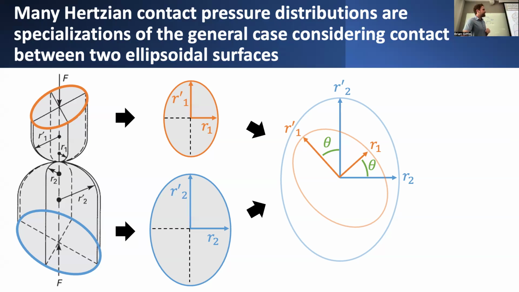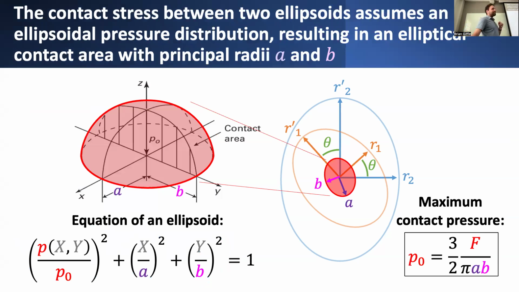Okay, that's fairly straightforward. What we want to know is, what is the resulting area of contact? What does it look like? And how do we get the resulting maximum contact pressure in this much more general case? It turns out the resulting contact area will look like an ellipse. Rather than just a circular contact area, it'll be ellipsoidal with principal axes or principal radii A and B.